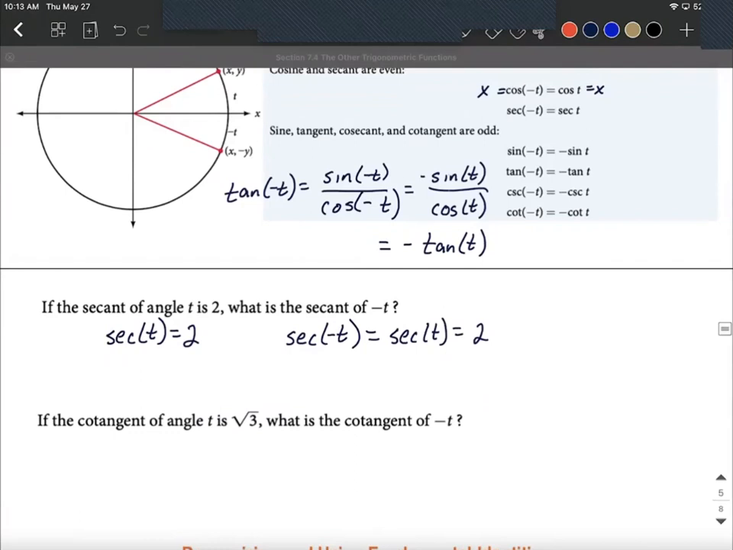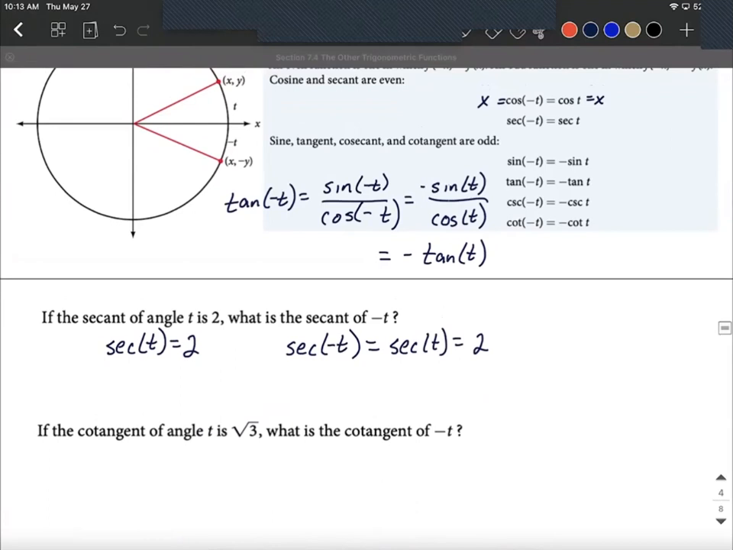All right, one more quick example here. We want to know, if the cotangent of an angle t is equal to the square root of 3, so what's given to us is cotangent of t equals square root of 3, what's the cotangent of negative t? All right, so again, with our even odd identities, we can go up here to cotangent of negative t and replace that with negative cotangent of t. So rewrite it so it has a positive angle on the inside here, cotangent of positive t.